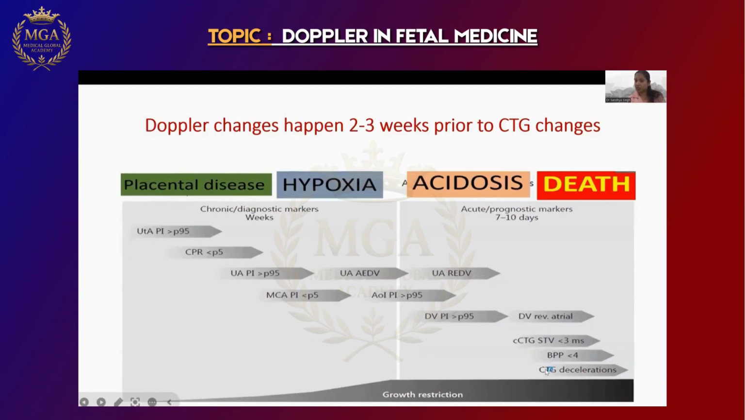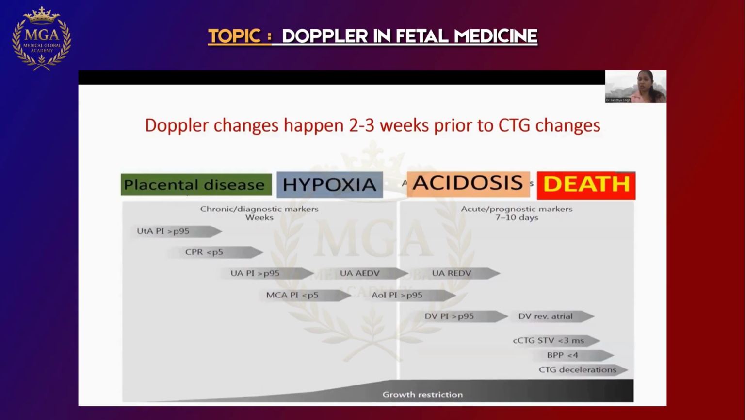See, it is this part of the graph where you see that CTG and BPP, biophysical profile, are becoming abnormal. We don't want to intervene here. We want to intervene here. That is the whole sole goal of us understanding the Doppler's importance in fetal well-being. So from the beginning, if you know the CPR is abnormal and the umbilical artery has started to show changes, keep the patient on good surveillance.